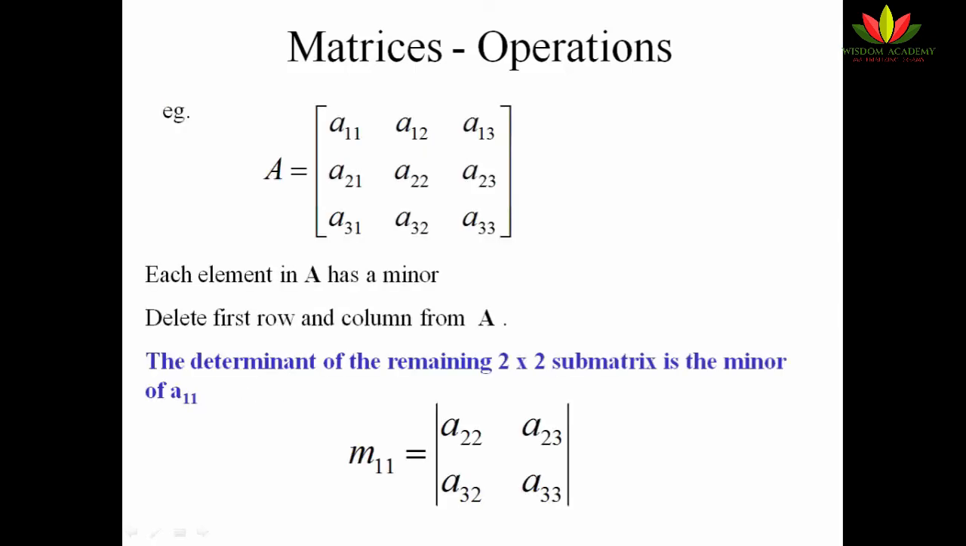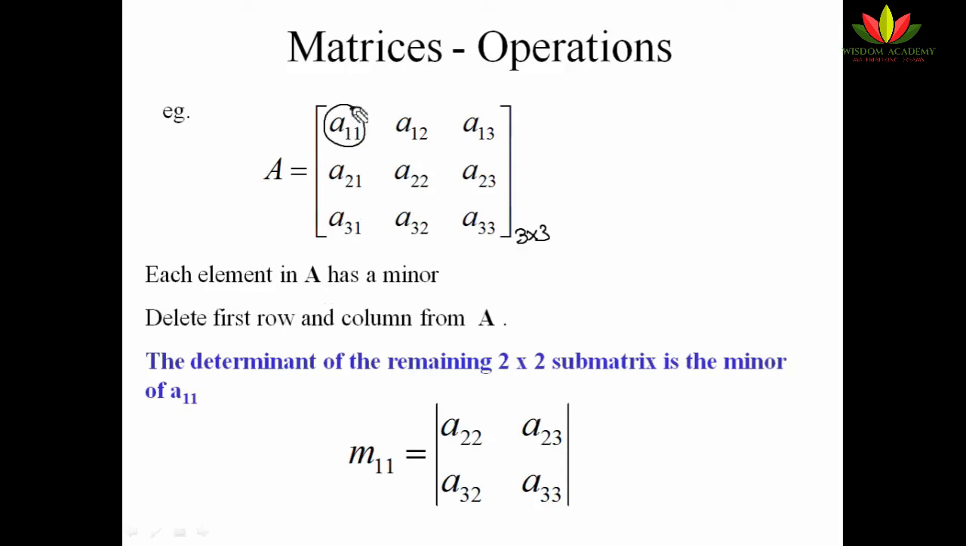If I want to find the minor of a 3 by 3 matrix, this is a 3 by 3 matrix, right? What I am going to do, if I want to find the minor of an element, all the elements have one minor each. So 9 elements are there, so we will have 9 different minors.